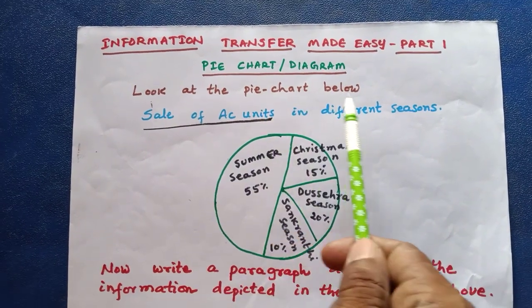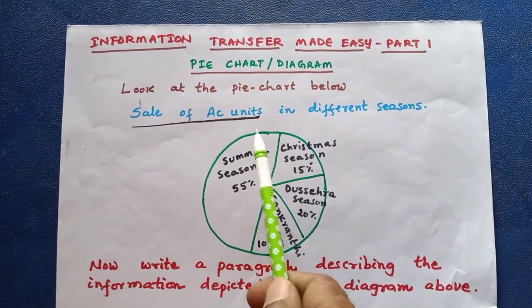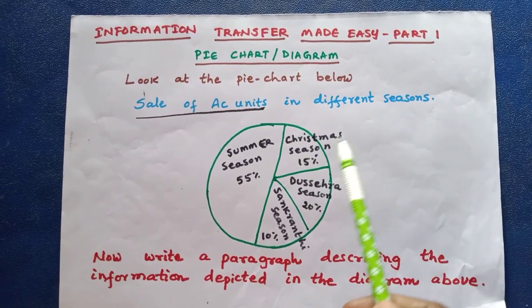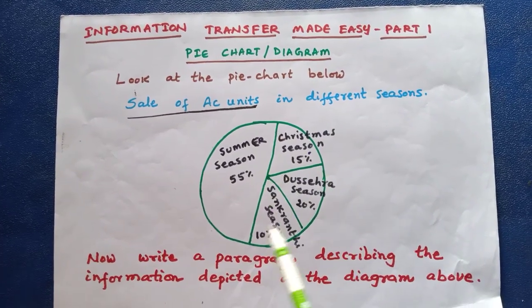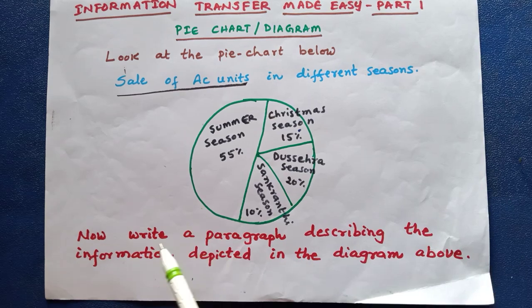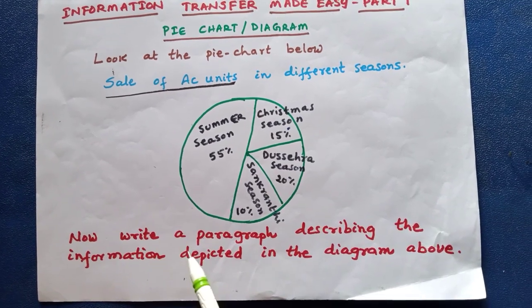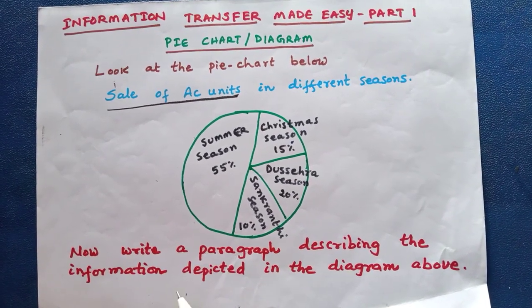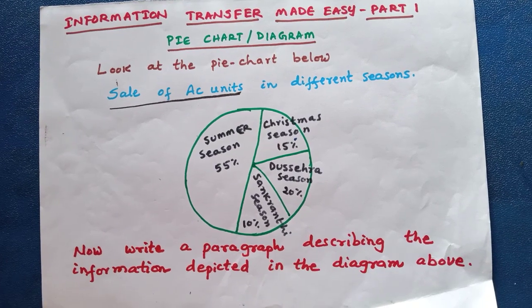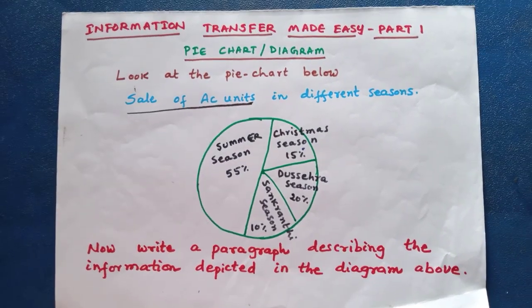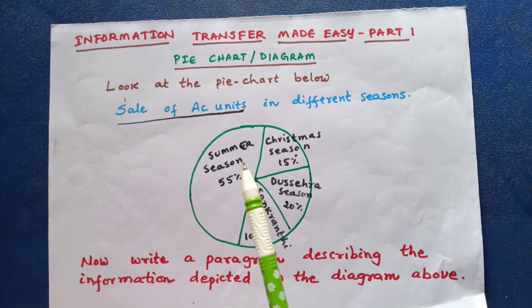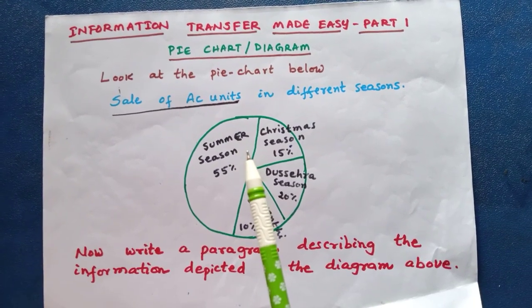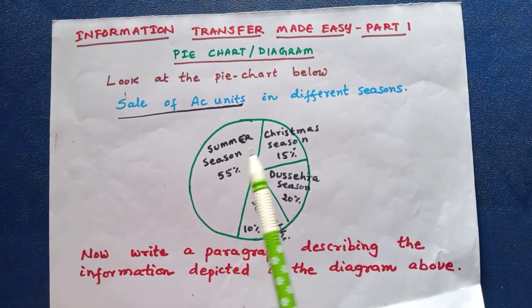Look at the pie chart below. Sale of AC units in different seasons. This is the pie diagram or pie chart. Now the instruction: write a paragraph describing the information depicted in the diagram above. Now the question is how to make the slow learners write a description about this pie diagram.